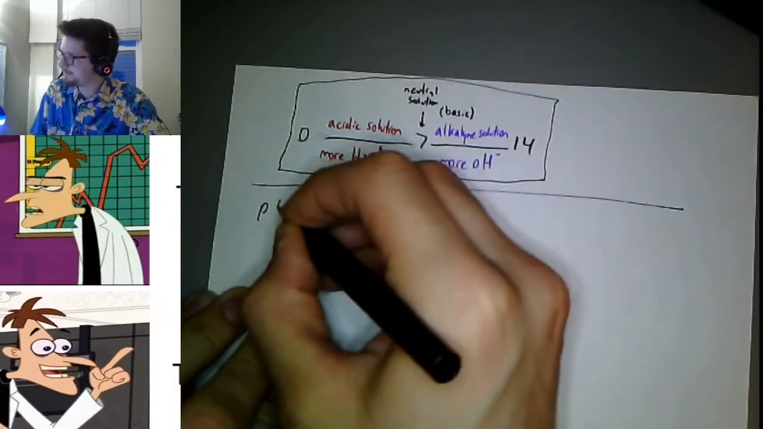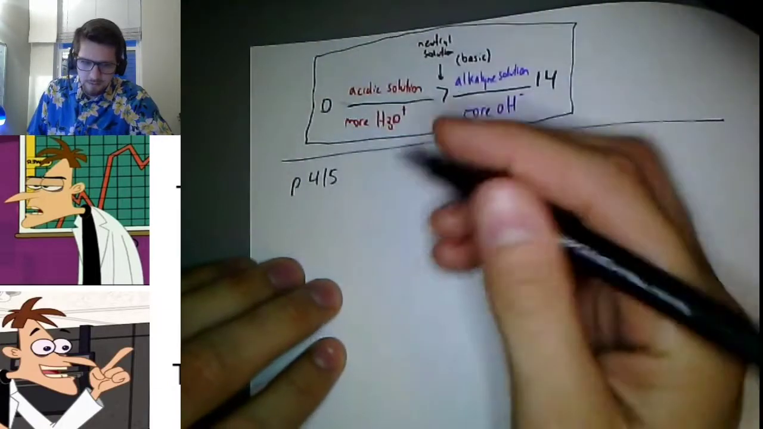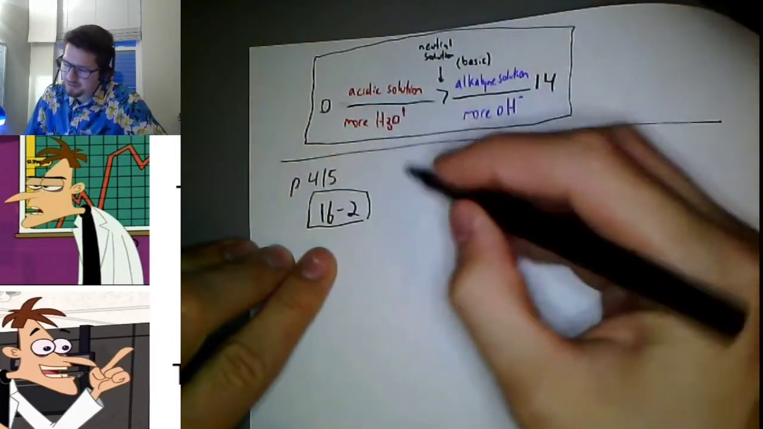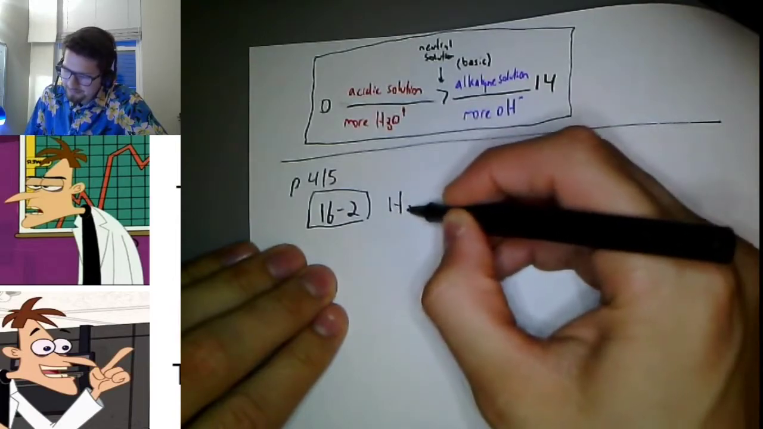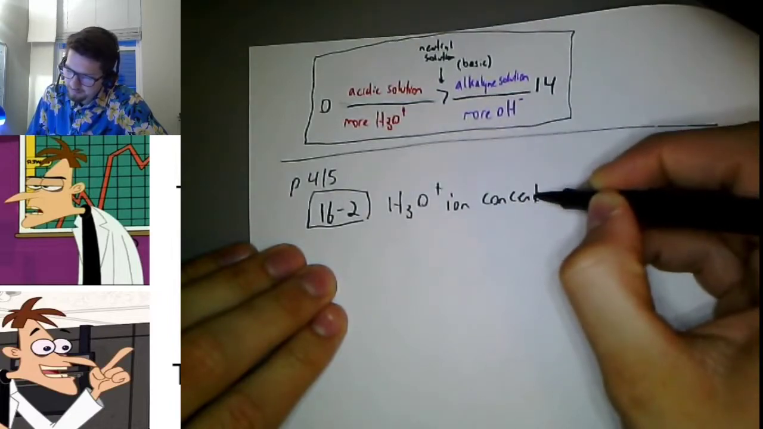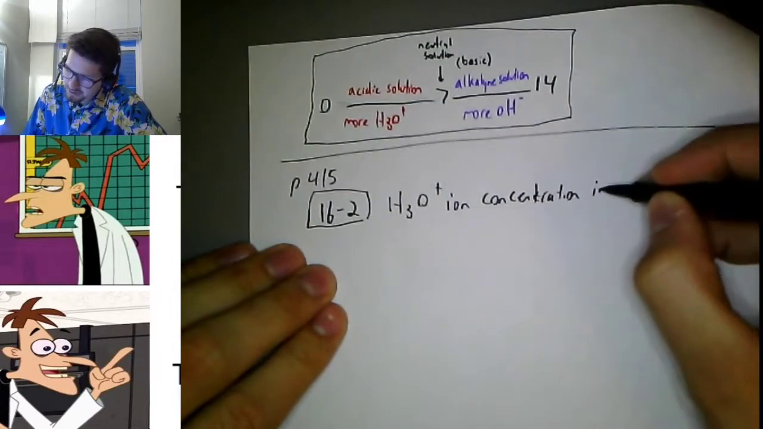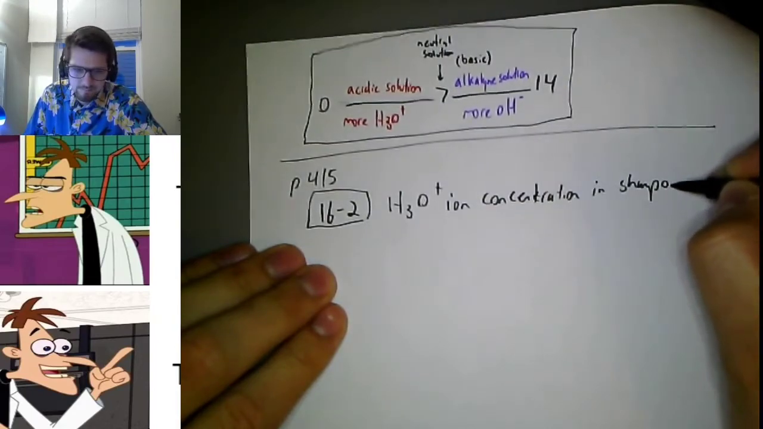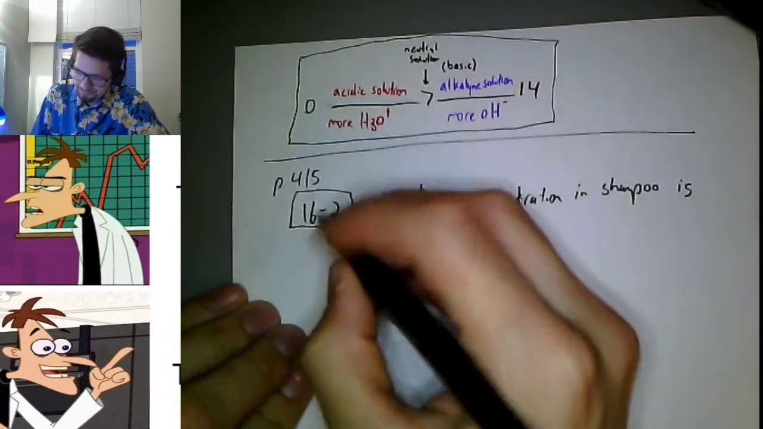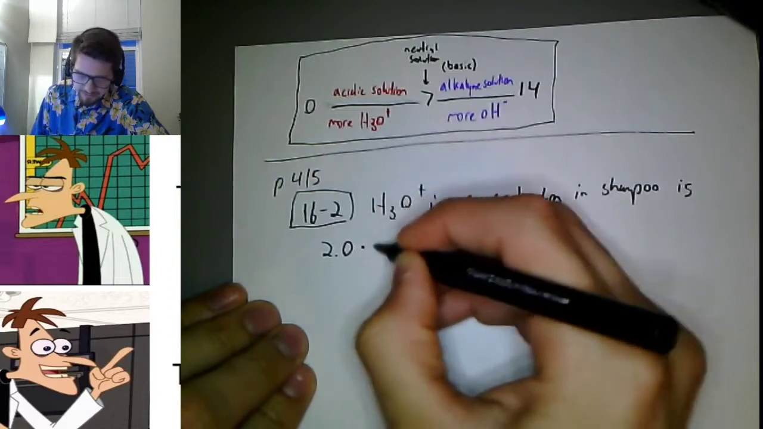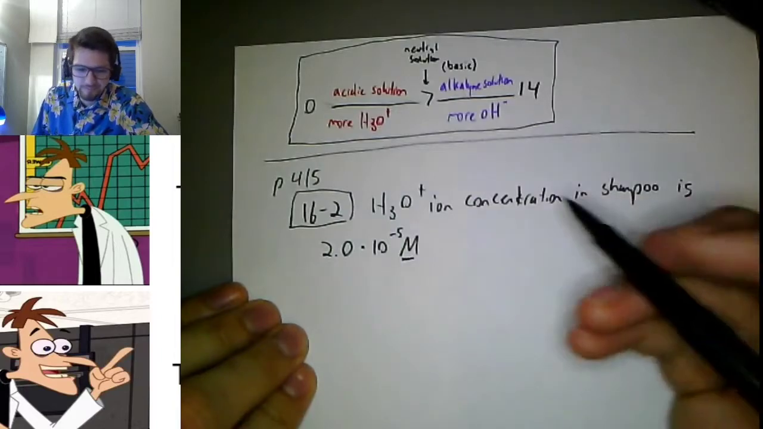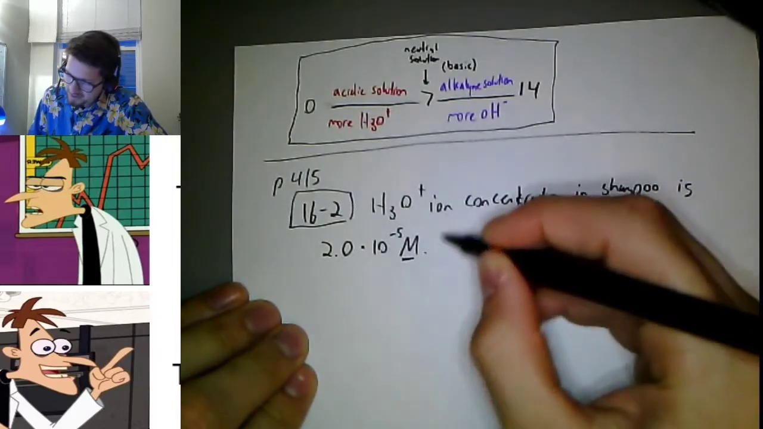So, on page 415 in 16-2, the book asks you, what is the hydronium ion concentration in shampoo? Oh, I'm sorry, no, it says the hydronium concentration in shampoo is, my bad, 2.0 times 10 to the negative 5 molar. And remember, molar is just a unit of concentration. What's the pH?